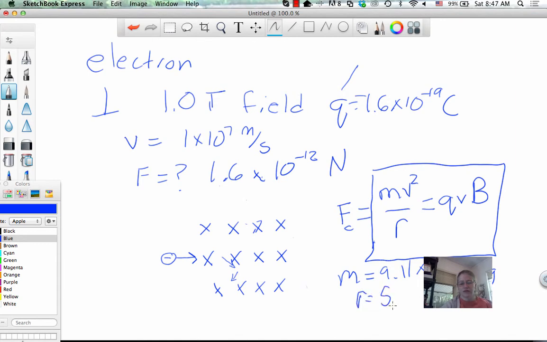I think it is 5.694 times 10 to the minus fifth, probably. Not dealing with sig figs, 5.94 times 10 to the minus fifth meters. Let's see if anybody else gets the same thing.